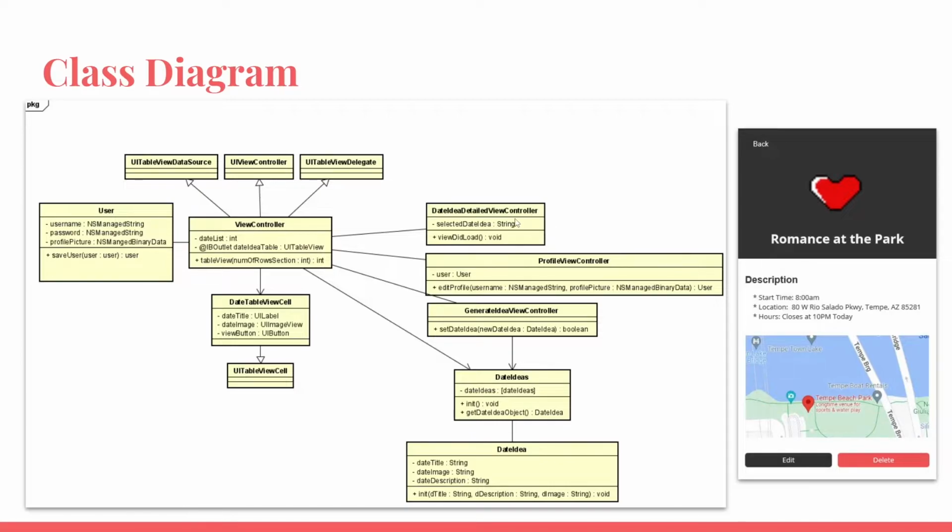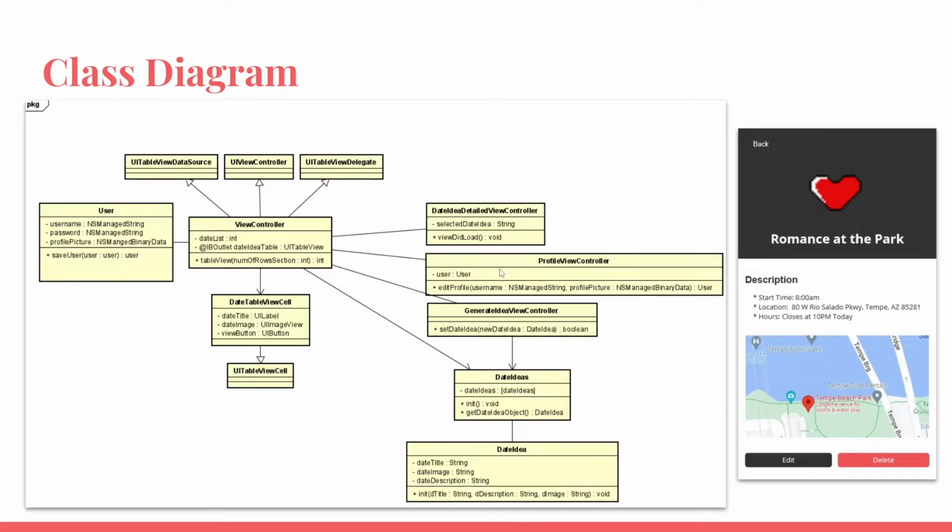Now this will showcase the date, and down here we have the date idea object and the date ideas object as well. This will just be an array of date ideas, and you have a method of initializing the list and getting the date idea object. So whenever we go into the detail view, we'd get a date idea object, which will contain the date title, date image, and description. And when you initialize this date idea, it will have all those things right here.